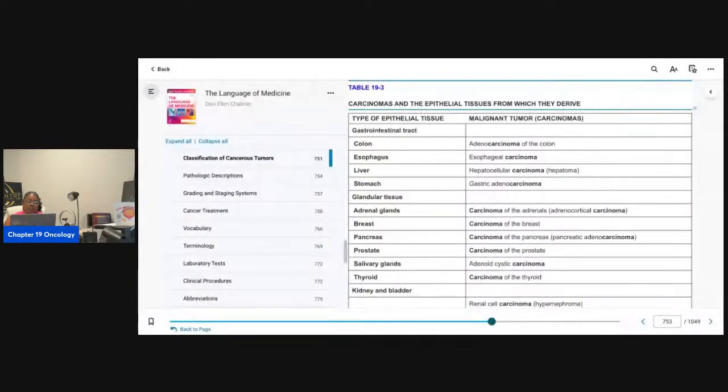Carcinomas and the epithelial tissues. Get that down. I want you to get these. Let me show you. Get these down on the index cards. And when you put them on index cards, make sure you get the definition. Okay? So just write the word at the top of the card and then put the definition down, because you're building up your study file.